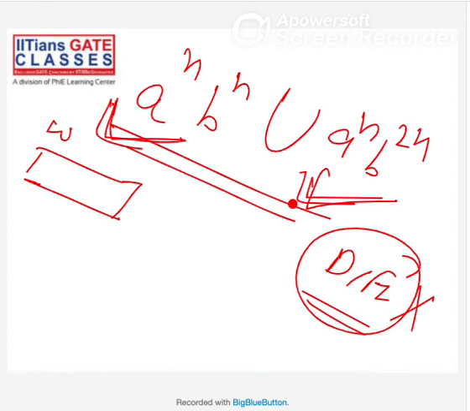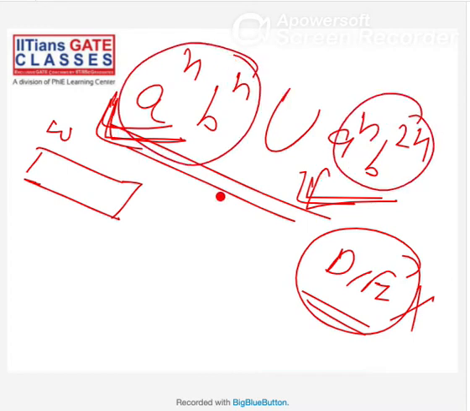Basically, you don't know whether your string belongs to this part or to this part. Because you don't know that, you can say that this is not DCFL, because a DPDA cannot do it. If you want to do it, then you need non-determinism.